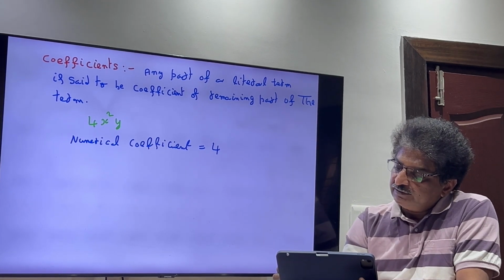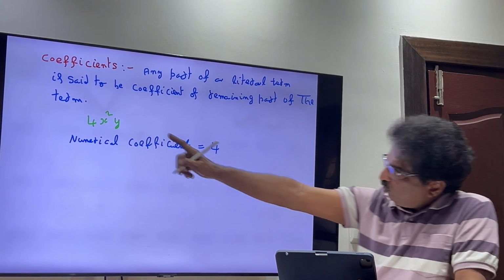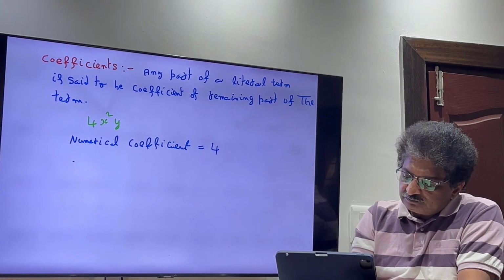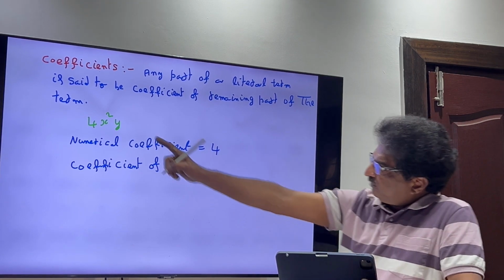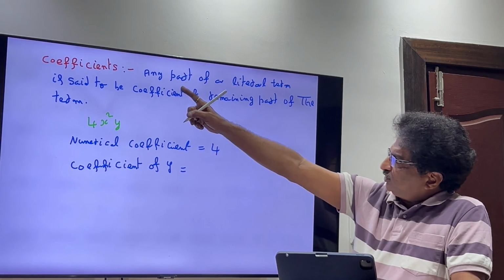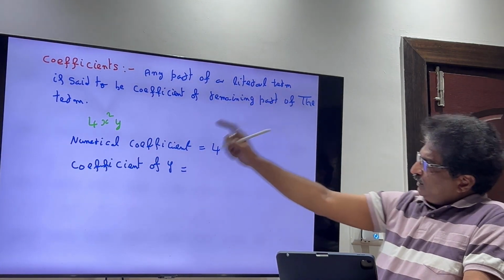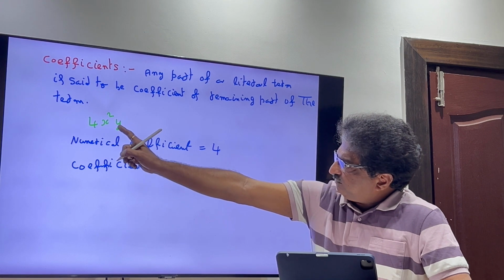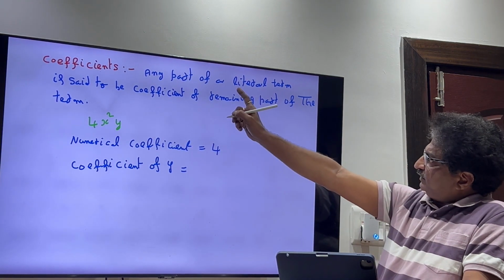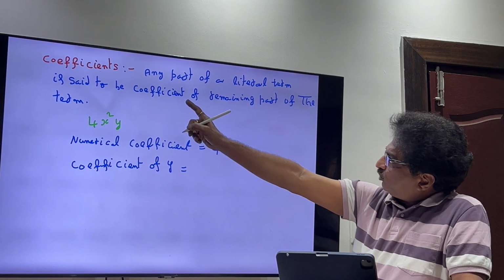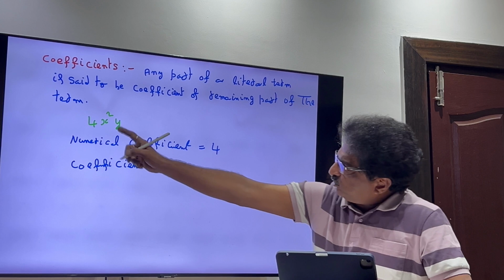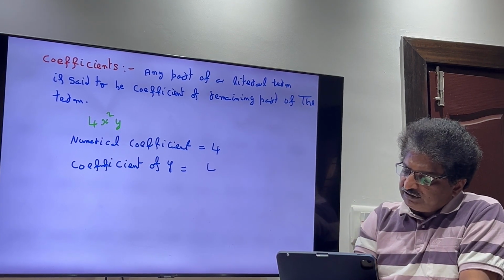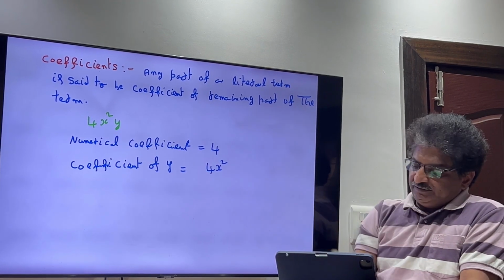One more point here, that is coefficient of y. The coefficient of y is, except y, all the remaining part. The definition is any part of a literal term. x is a variable, y also is a variable, so it is a literal term. The coefficient is the remaining part. For any part you select, for example y, what is its coefficient here? 4x square is the coefficient of y.